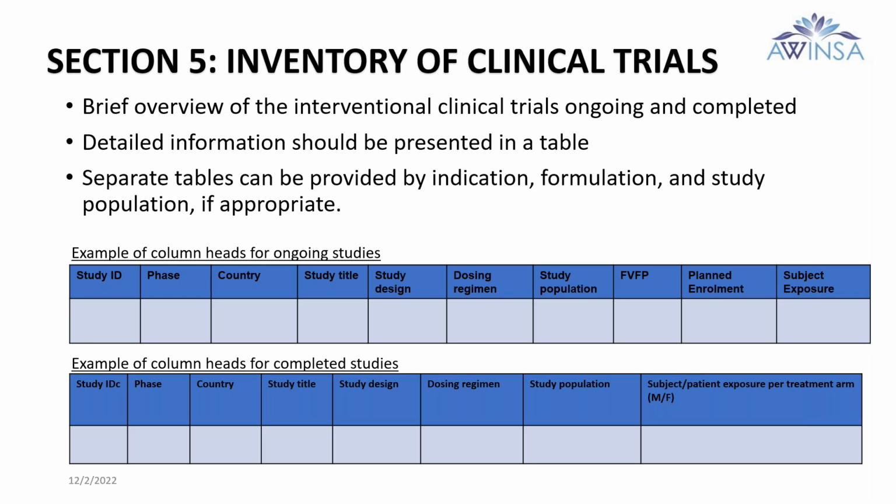Section 5 is the inventory of clinical trials, and this includes both ongoing and completed clinical trials. We have to provide the detailed information in a tabular fashion. If you look into the ICH E2 guidelines, there is a format that has been provided for both ongoing and completed studies. If you look into these tables, practically we have to provide the information regarding the phase, the status of the trial, the countries, the design, whether it's open label, single blind or double blind, the dose and the regimen of the investigational drug, the study population as appropriate, and then the date of clinical trial start.